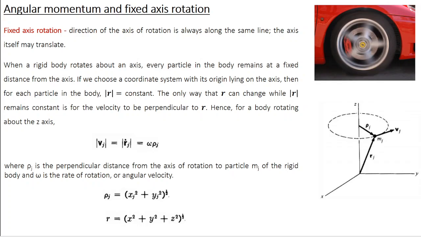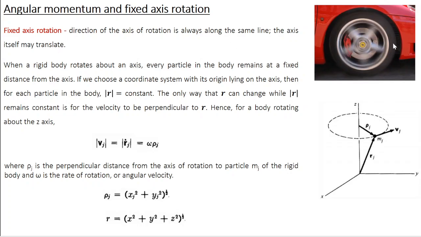Now, a general rotation motion is going to be a difficult choice to start with. So, for the sake of simplicity, we will take a special type of rotation motion known as fixed axis rotation, which is easy to analyze. Okay, so we will start with a simpler case. Once we are thorough with our concepts, we can move on to more challenging problems. Now, what's the meaning of fixed axis rotation? So here the direction of the axis of rotation is always along the same line. The axis itself may translate, but its direction doesn't change.